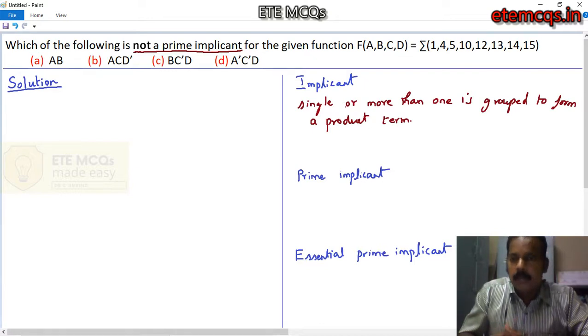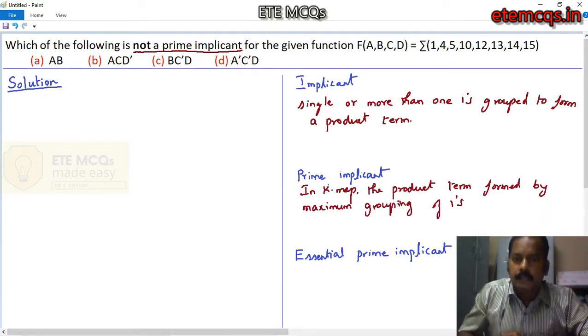You can perform a grouping among the ones and finally you will get a product term. That term can also be called as an implicant. Now what is a prime implicant? The grouping of ones should be maximum in Kmap. After performing maximum grouping, if you get a product term, that product term is called a prime implicant.